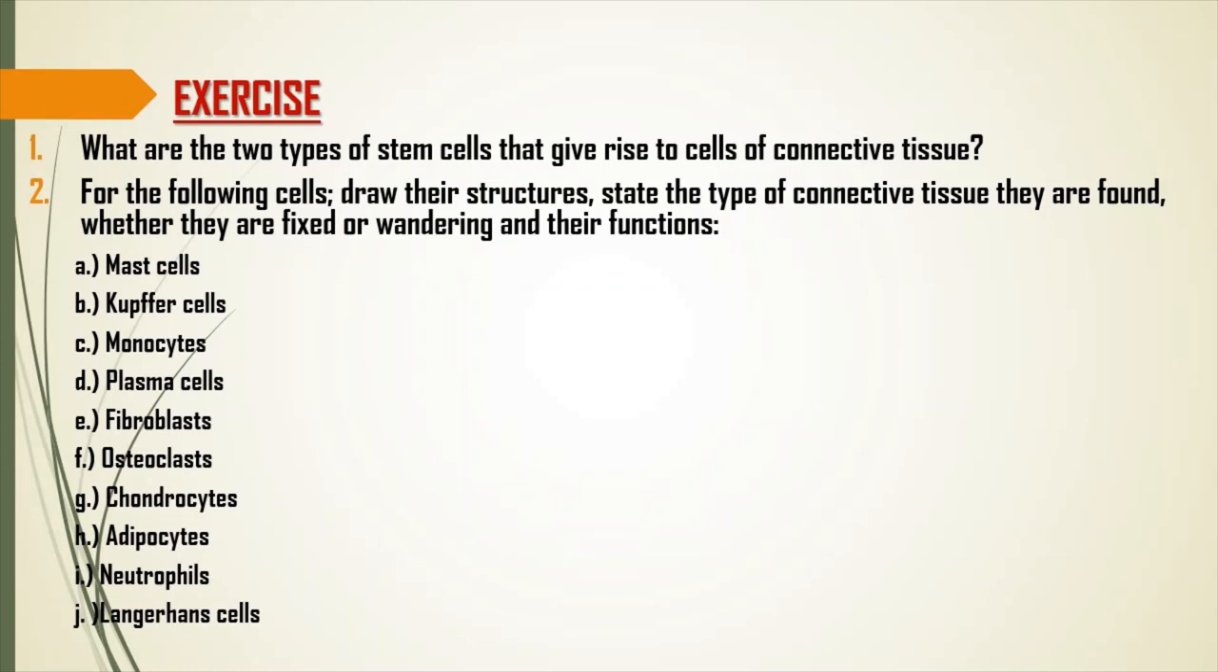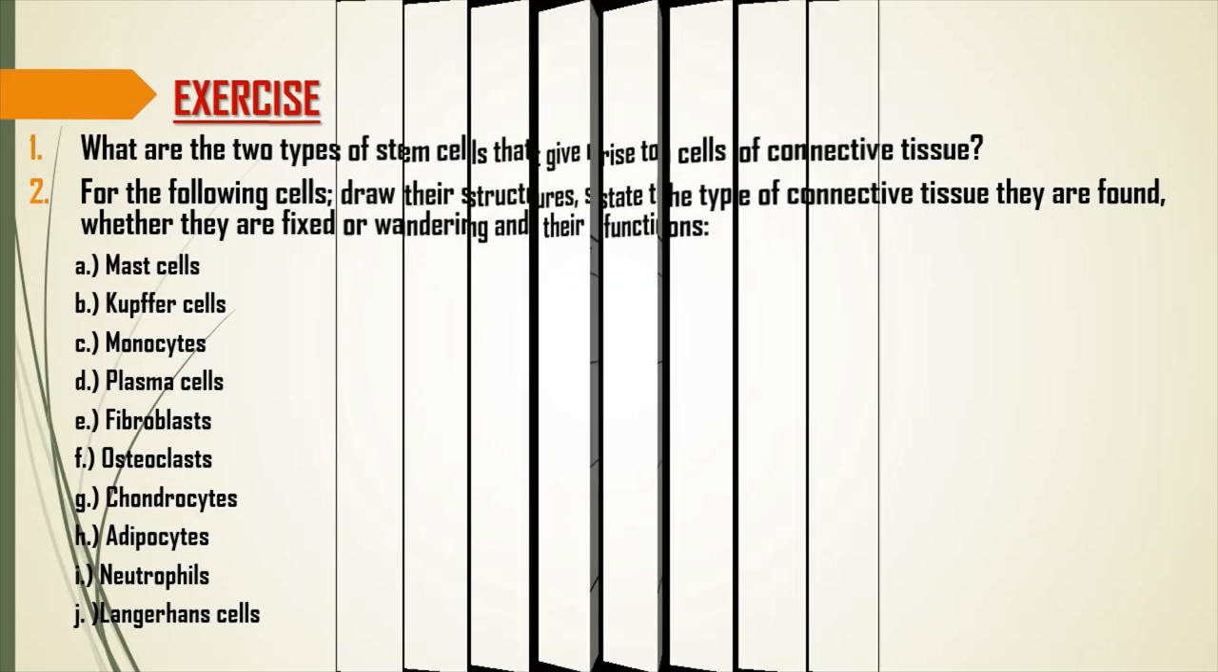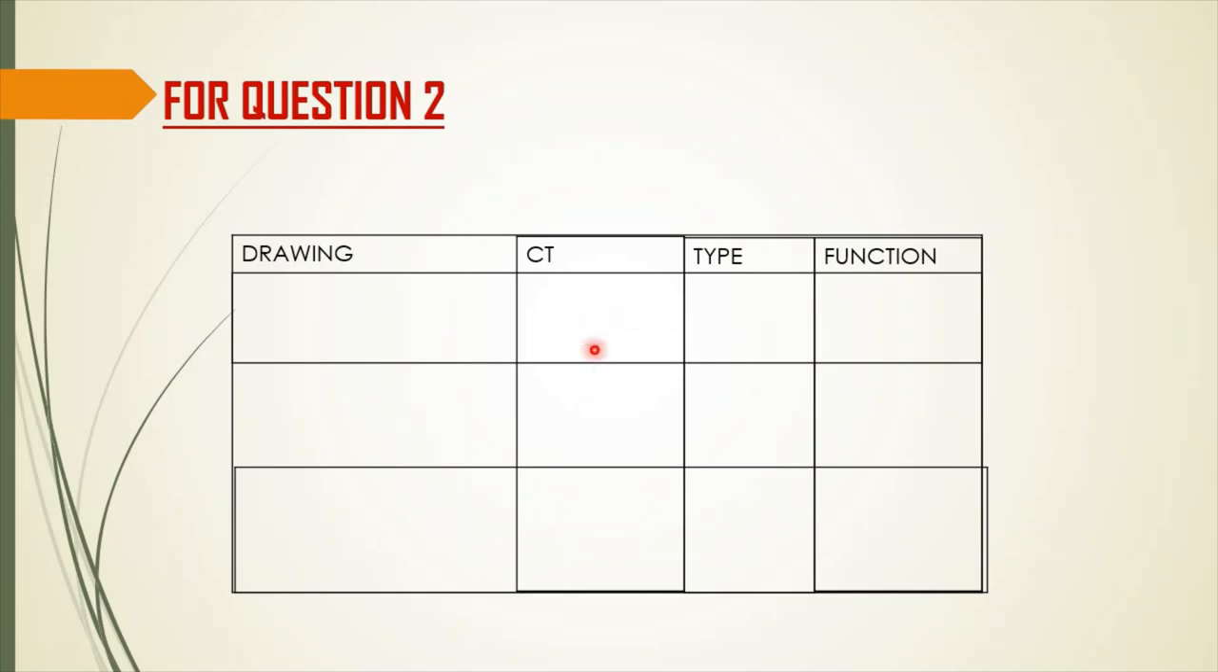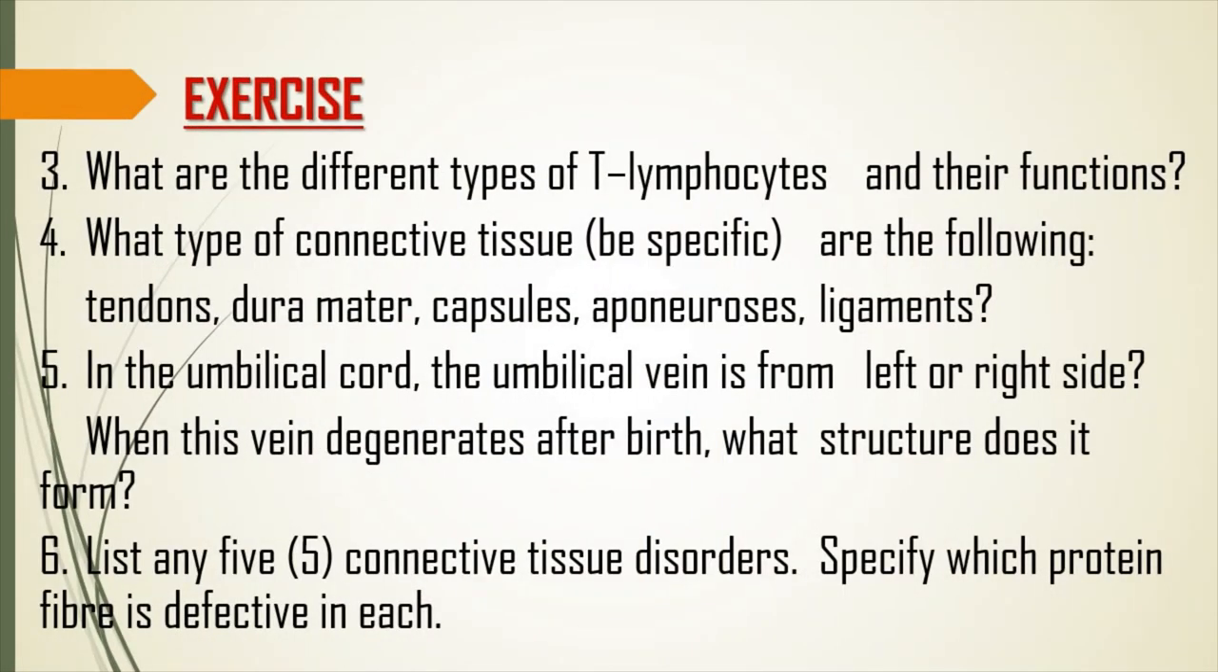After that, you write the exercise now, which consists of six questions. So question one just tells us the types of stem cells that give rise to connective tissue. Question two is supposed to be answered in a table, this table here. So you draw, you name the connective tissue, the type of cells that are found in the connective tissue, and the function of that cell. All right. Then question three is, what are the different types of T lymphocytes and their functions? Remember, the T lymphocytes are found in connective tissue. So you're supposed to know the types, the B lymphocytes and the T lymphocytes and their specific functions. I'm sure this you learned in immunology, so it's going to be very easy.